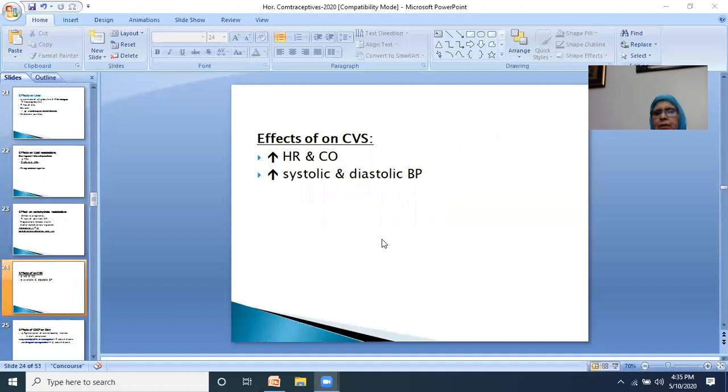Effects on the cardiovascular system: there is increased heart rate, increased cardiac output, and increased systolic and diastolic blood pressure. This rise in blood pressure may be significant, so we must monitor blood pressure in all cases.